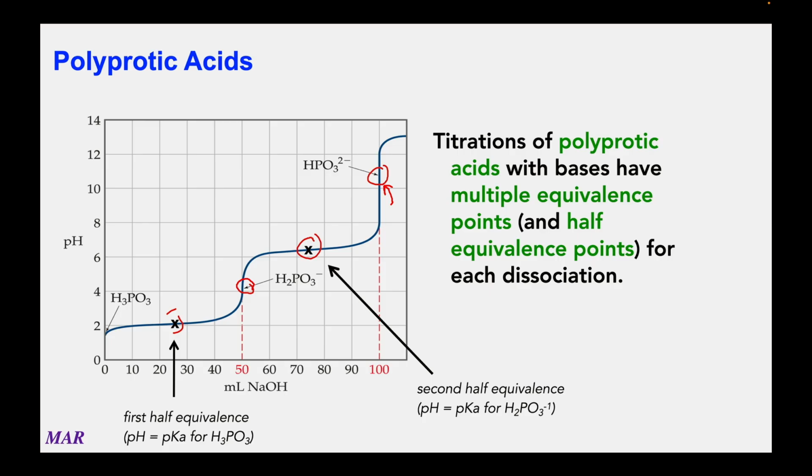Sometimes it's difficult to find the third equivalence point. It can be done, but you need some special techniques. We don't need to worry about it, but with polyprotic acids, you can absolutely find Kas and all that same kind of stuff too. Pretty awesome.